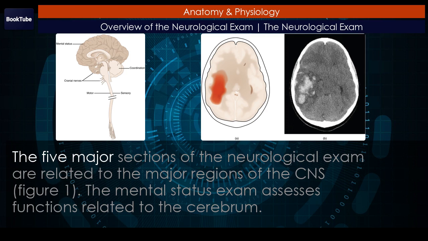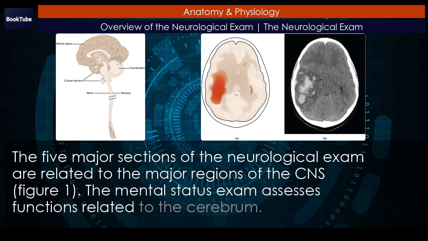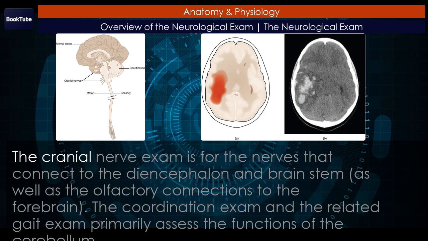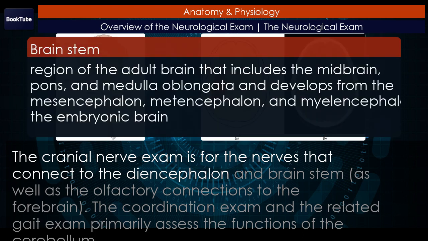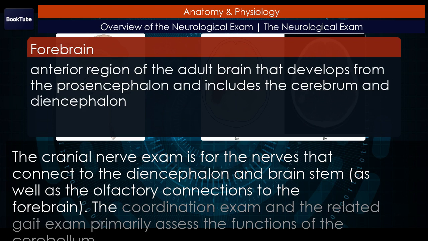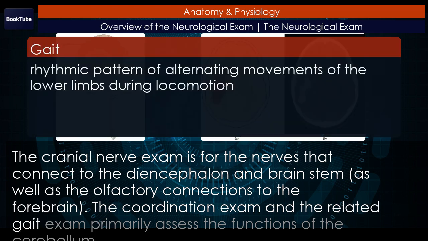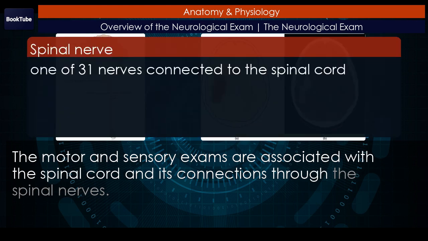The 5 major sections of the neurological exam are related to the major regions of the CNS. Figure 1. The mental status exam assesses functions related to the cerebrum. The cranial nerve exam is for the nerves that connect to the diencephalon and brainstem, as well as the olfactory connections to the forebrain. The coordination exam and the related gait exam primarily assess the functions of the cerebellum. The motor and sensory exams are associated with the spinal cord and its connections through the spinal nerves.